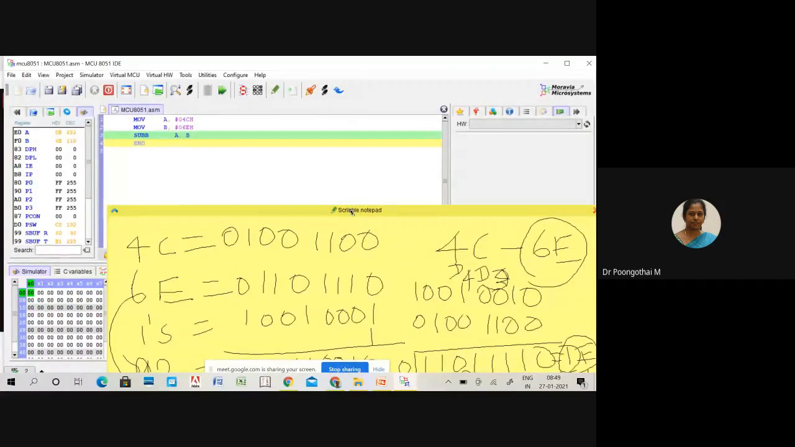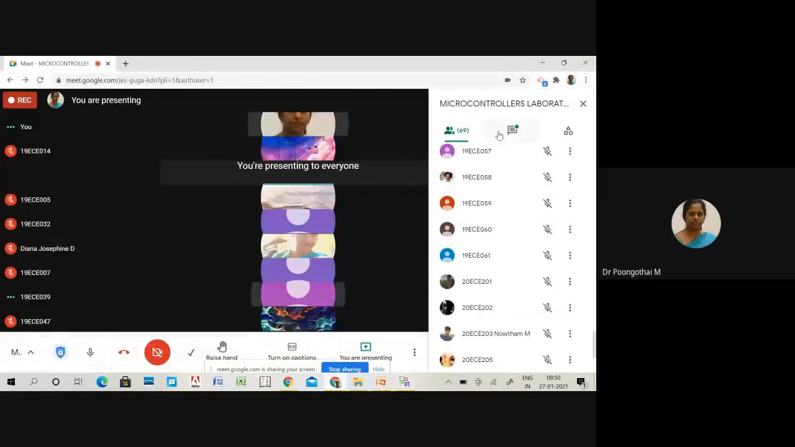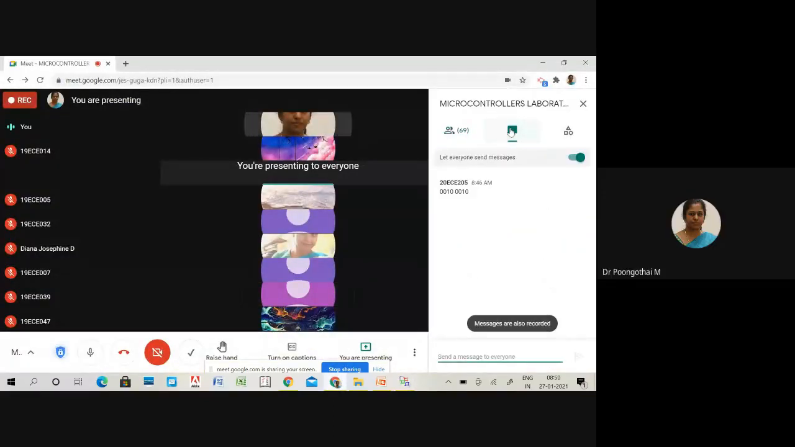And also you need to check the carry and overflow flag. The carry flag is for unsigned numbers. The overflow flag is for signed numbers. Based on the carry flag setting, we have to interpret the results. Is that clear, ma'am? Yes, ma'am. Thank you. Any other doubts?